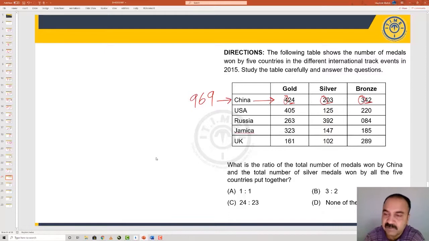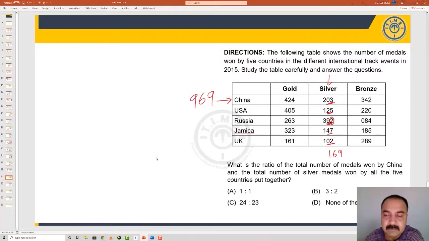What about silver? We were supposed to add up silver as well. Now we are going to add up silver. All countries put together, how many silver medals do they get? So we have a grouping where we have 3 and 25 give me 28. 28 and 2 is 30. 30 plus 90 is 120. 120 plus 47 is 167. 167 plus 2 is 169.